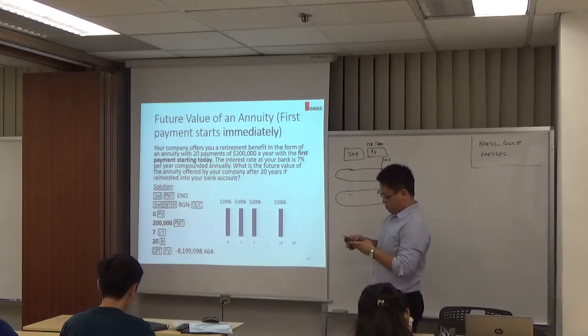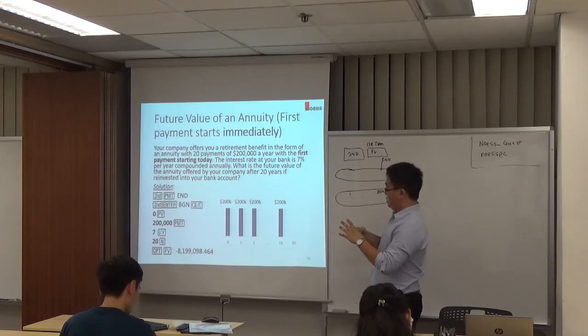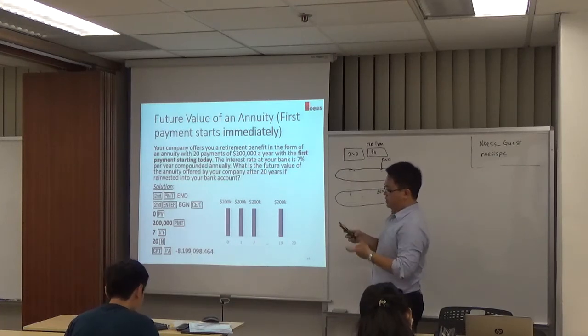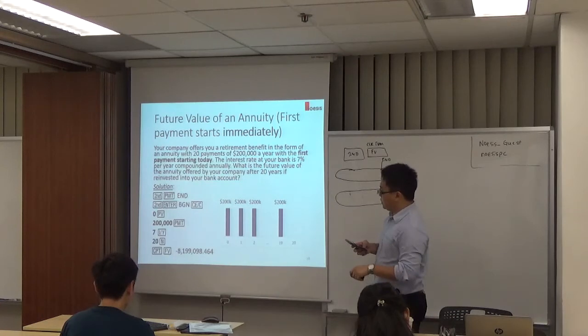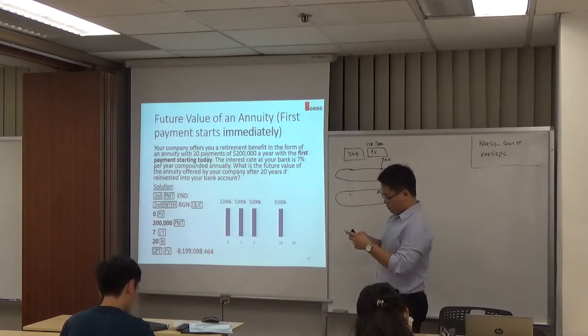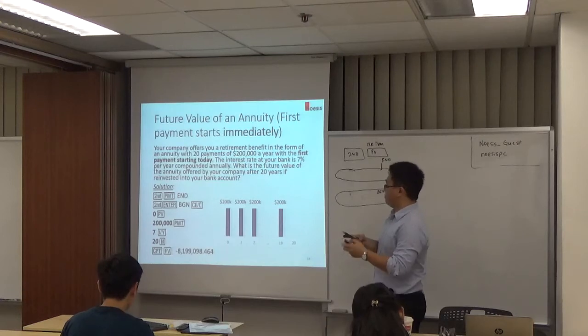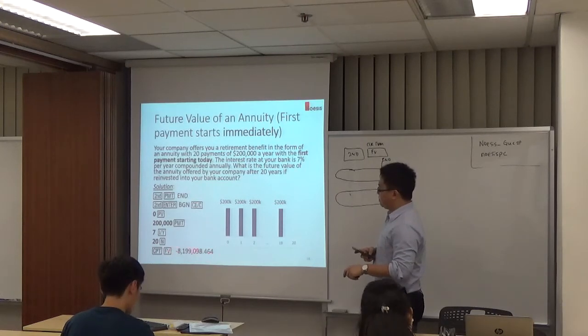So let's try it out. 0 PV. Did I forget to change the mode? Let's see. PMT, 7 I/Y, 20 is N, 200,000. Now compute FV. Yeah, 8,773. Okay, so that's 8,773. This one is based on END. Yeah, this is based on END, so be careful there.